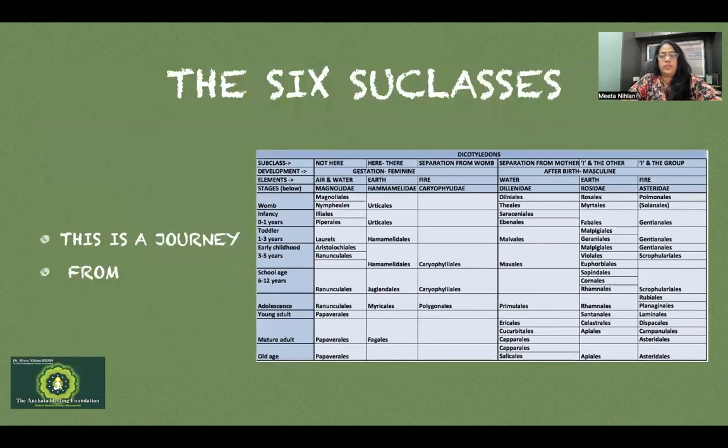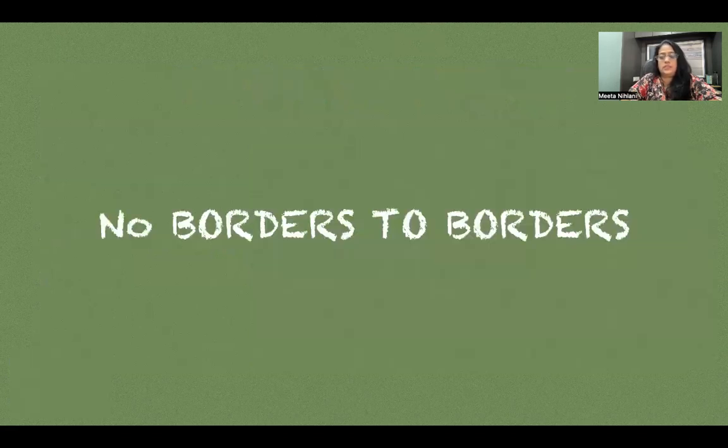So today we'll be talking about these 6 subclasses and basically the subclass 1. These subclasses are a journey from the Magnolidae to Asteridae. The journey is from no borders to very strong borders. Subclass 1 is absolutely no borders. Everything just goes in. There are no borders. So this subclass has to deal with making these borders.